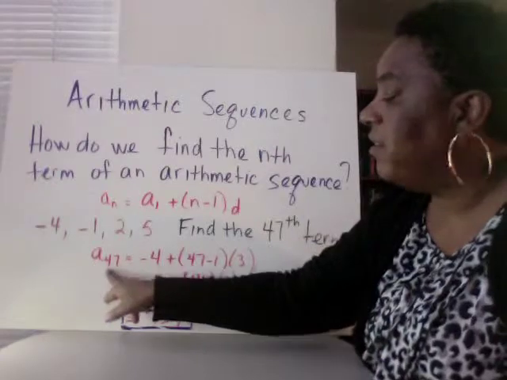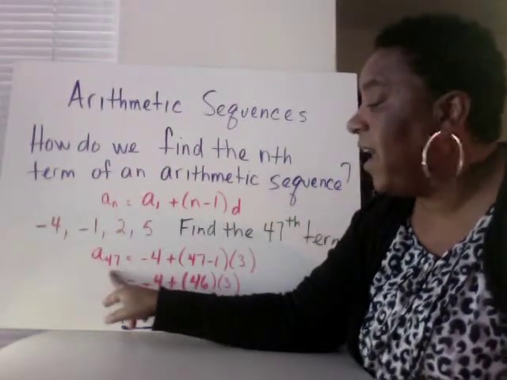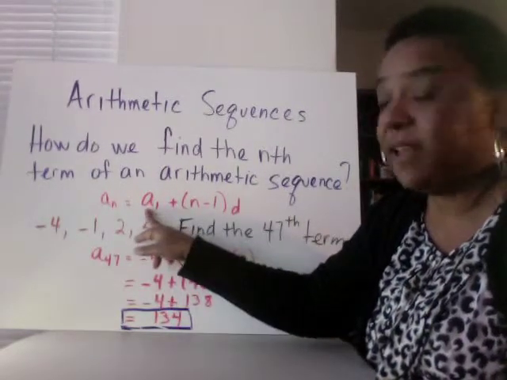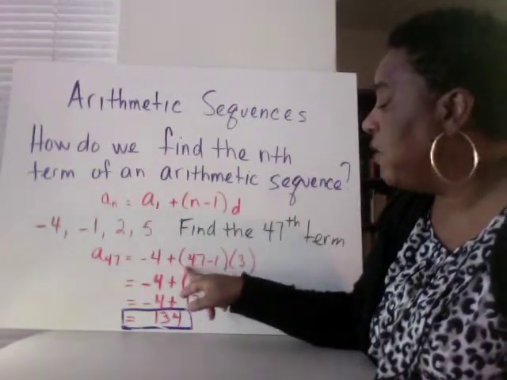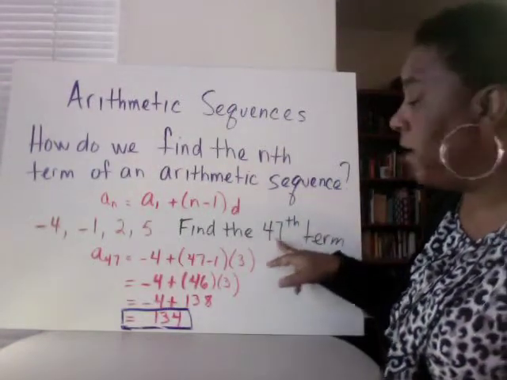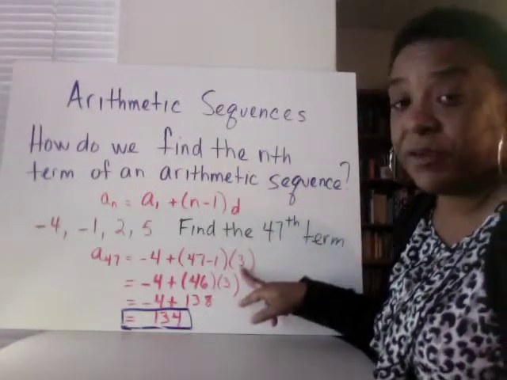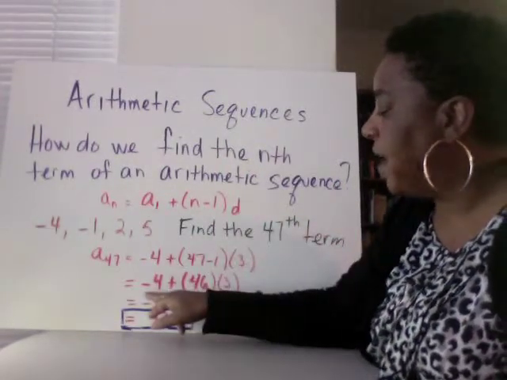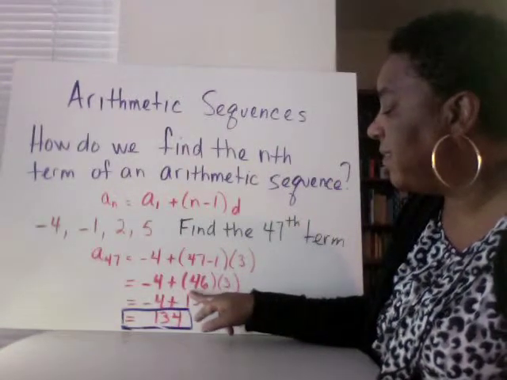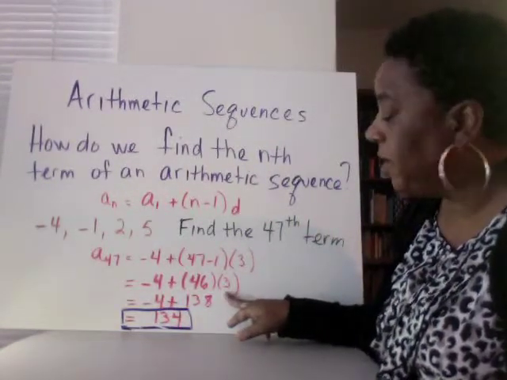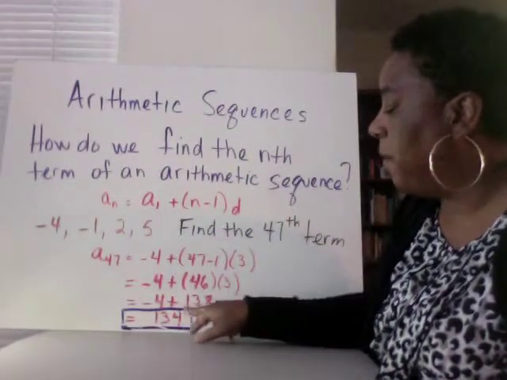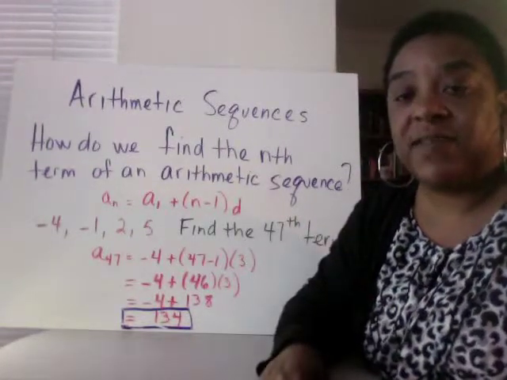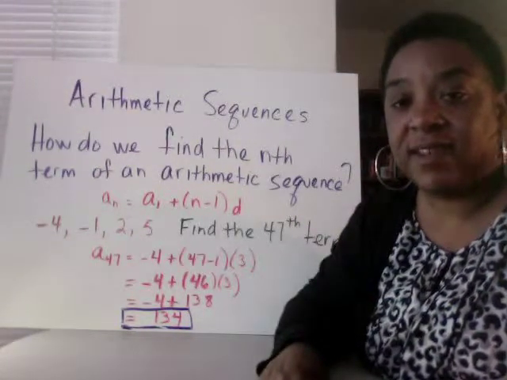We want to find the 47th term, so we have a sub 47 is equal to -4, which is our first term, a sub 1, plus 47, which is the term we're looking for, minus 1 times 3, which is our common difference. This simplifies to -4 plus 46 times 3. And then we have -4 plus 138 equals 134. So the 47th term in this arithmetic sequence is 134.